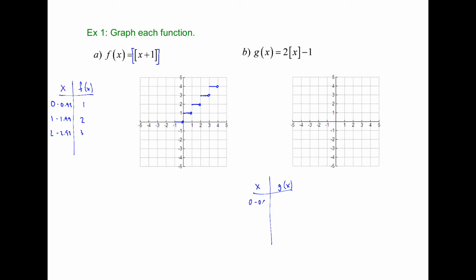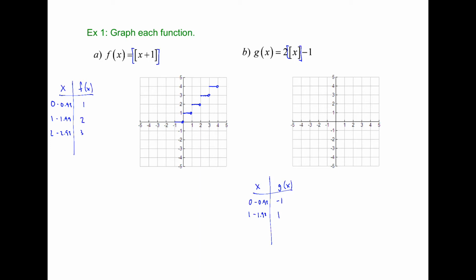It's everything from 0 to 0.99999, because the greatest integer less than or equal to 0 or 0.999 is always going to be 0. 0 times 2 is 0. 0 minus 1 is negative 1. But once I get to 1, the greatest integer less than or equal to 1 is 1. 1 times 2 is 2. 2 minus 1 is 1. But that's everything from 1 to 1.99999 and keeps going.